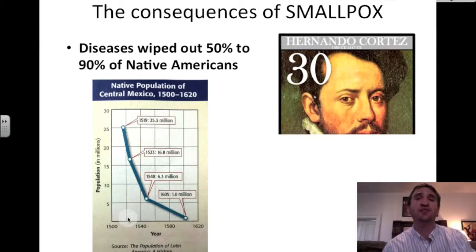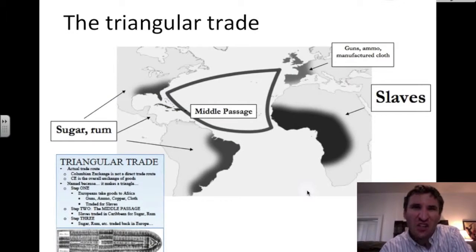The consequences of smallpox in data form. The diseases of the Columbian Exchange, including smallpox, wipe out 50% to 90% of Native Americans, depending on what historian you ask. Let's talk now about the triangular trade. This is different than the Columbian Exchange. It can be confusing, so let's decipher the two.